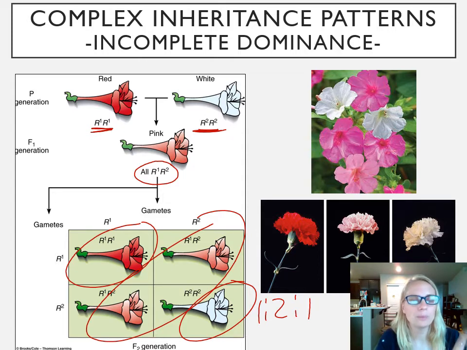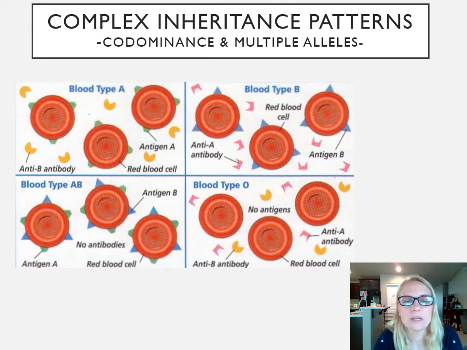So some examples might be straight hair and curly hair making a wavy haired offspring. Wavy is neither curly or straight, it's in between. That's a good clue you're looking at incomplete dominance. If you have black and white and you get gray somewhere in the middle as a phenotype, that would be a clue you're looking at incomplete dominance, or a 1-to-2-to-1 ratio. Okay. The next one is codominance and multiple alleles.